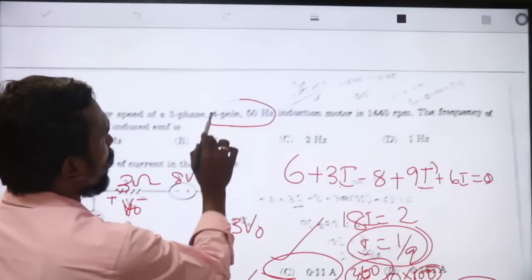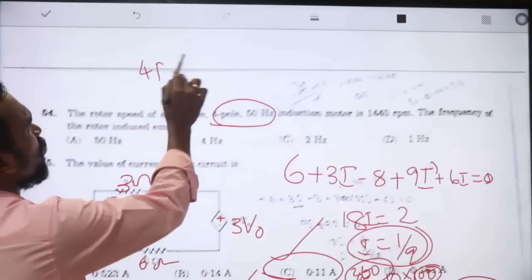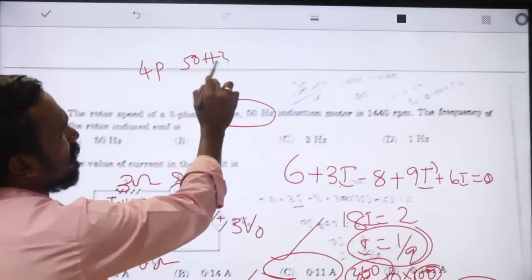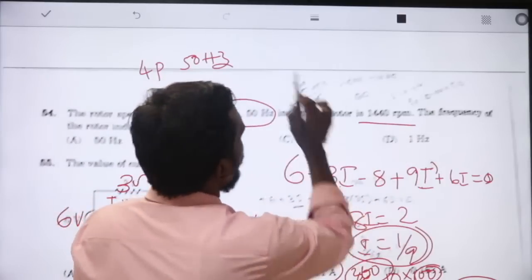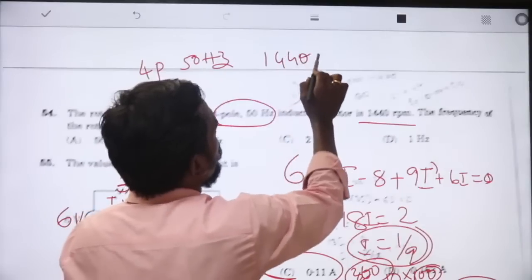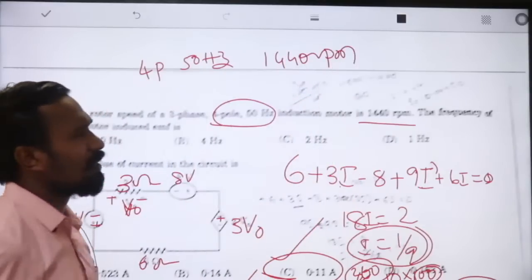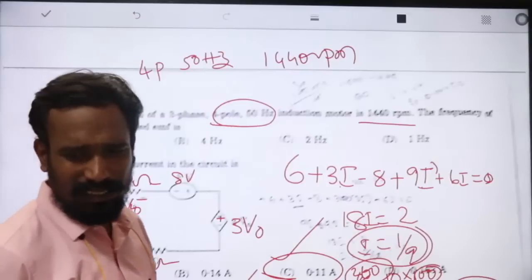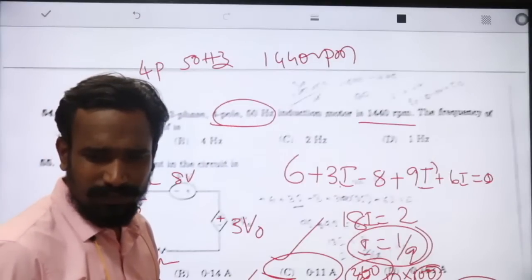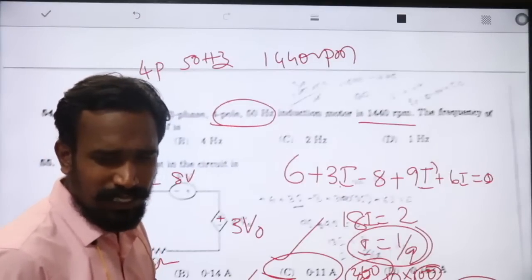A 4-pole 50 Hz induction motor, which is rotating at 1440 RPM, sir. This is my induction motor. What is the rotor frequency? They asked. Okay. Yes, Uday.